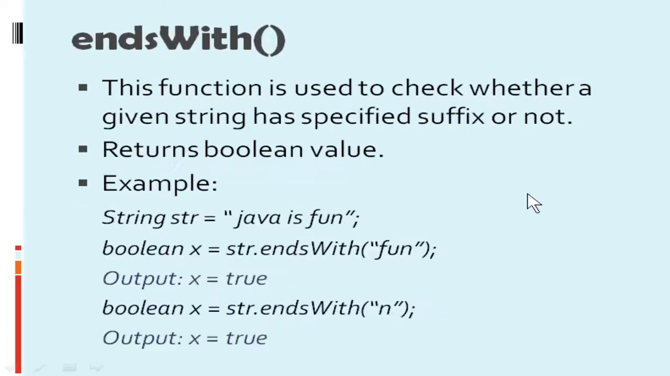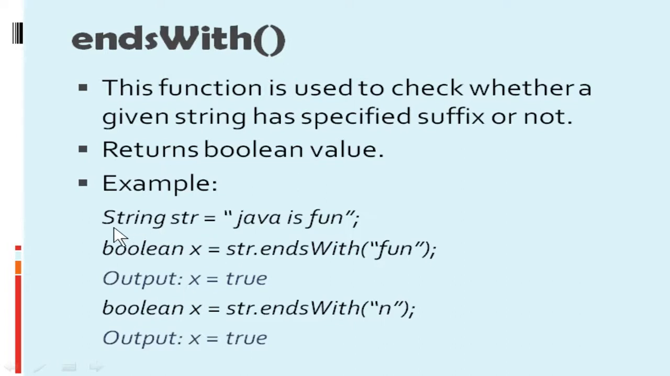Next is the endsWith method. This function is used to check whether the given string has the specified suffix or not. So you want to check whether the sentence or the word is ending with this, and it returns a boolean value, true or false. If it ends with that word, then it returns true. If it doesn't end with that word, it returns false.